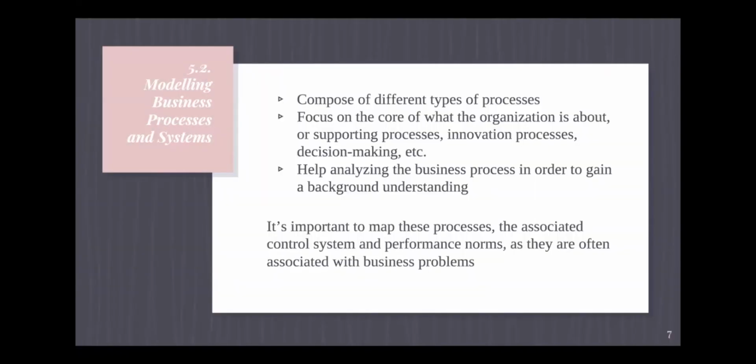Those business systems are not static. Instead, they are composed of different types of processes, such as operational business processes, which focus on the core of what the organization is about, or supporting processes, innovation processes, decision making, and so on. The process-oriented approach can also help analyze the business process to gain a background understanding of it. So it is important to map these processes, the associated control systems, and performance norms, as they are often associated with business problems.